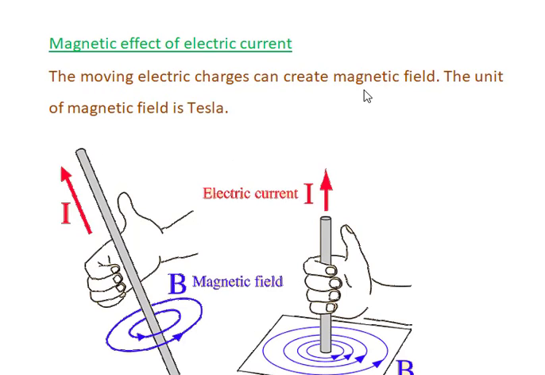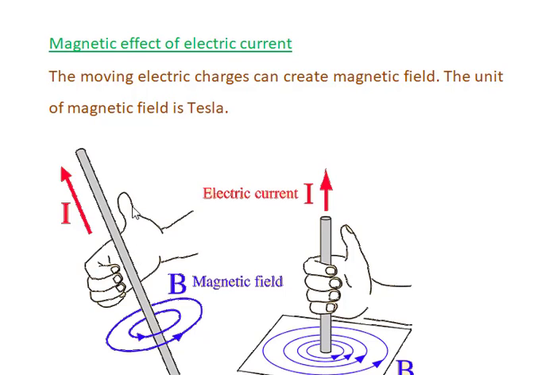How is the magnetic field produced artificially? The magnetic effect of electric current. The current is nothing but the movement of electrons. The electrons are responsible for producing the current and the magnetic field. A moving electric charge can create a magnetic field. Suppose a current is passed through a conductor like copper or aluminum, it produces a magnetic field. This is explained by Fleming's right-hand rule.